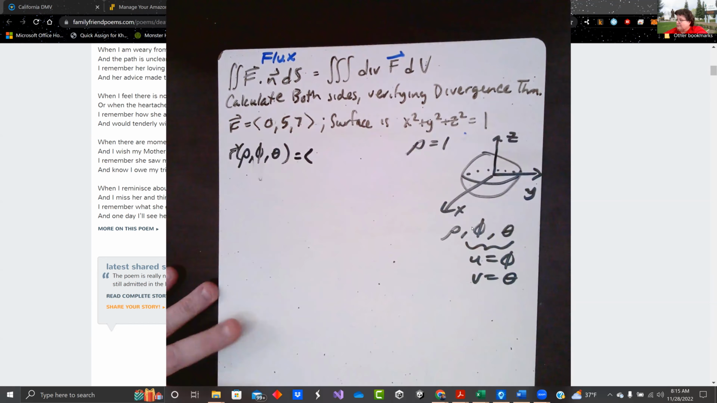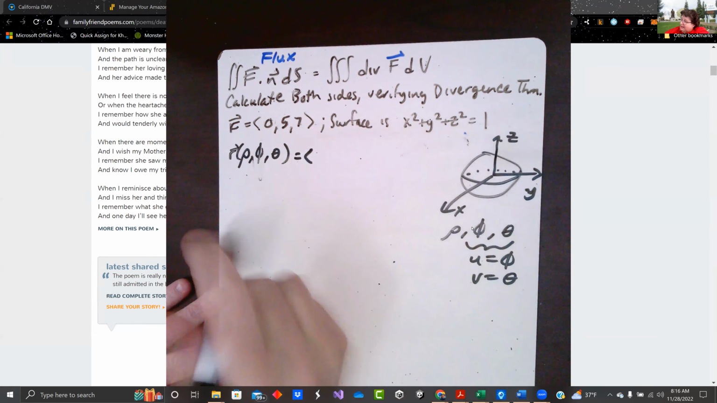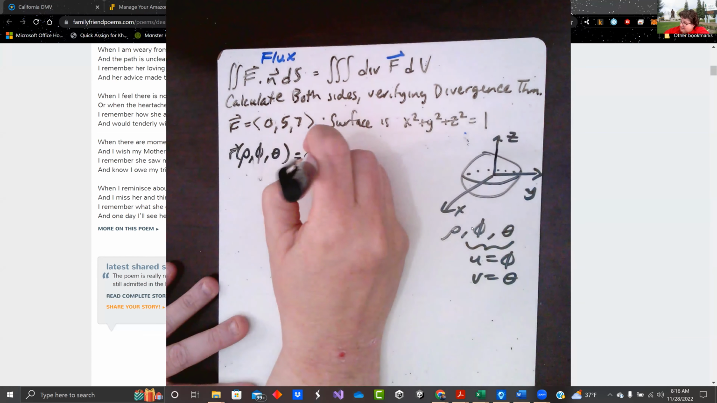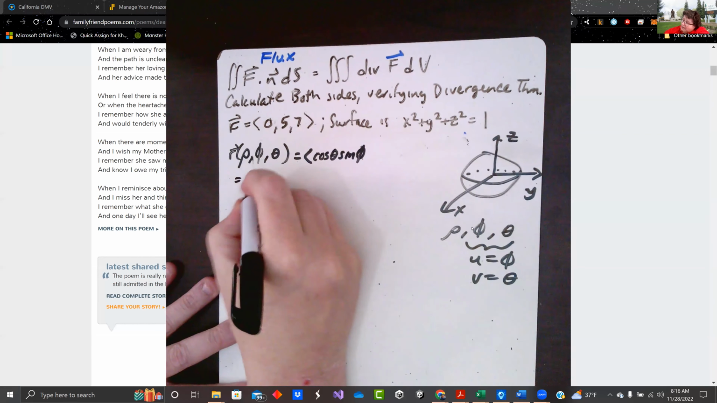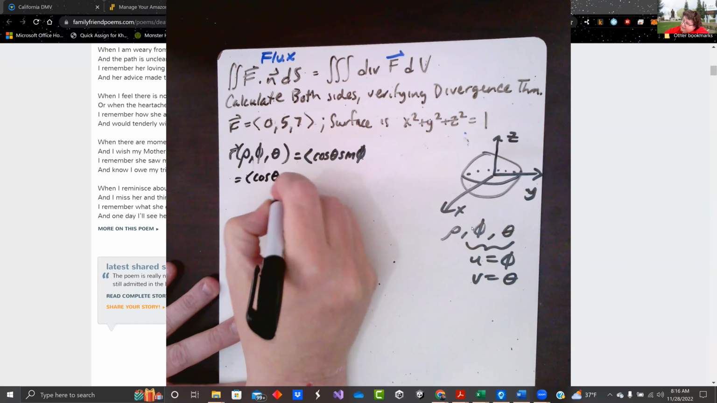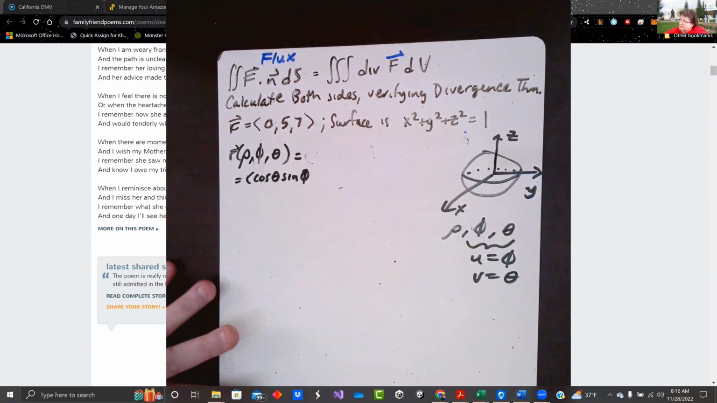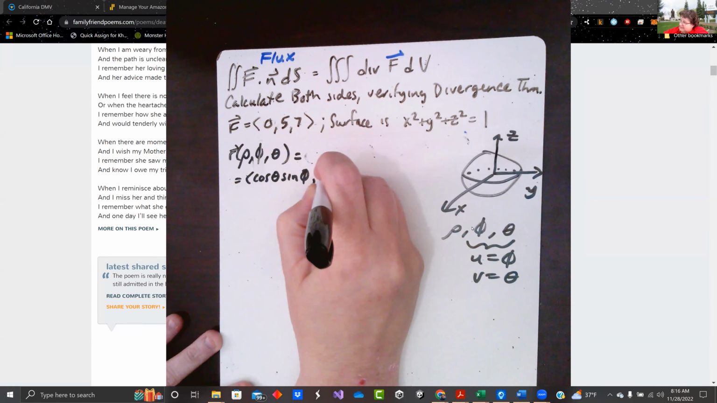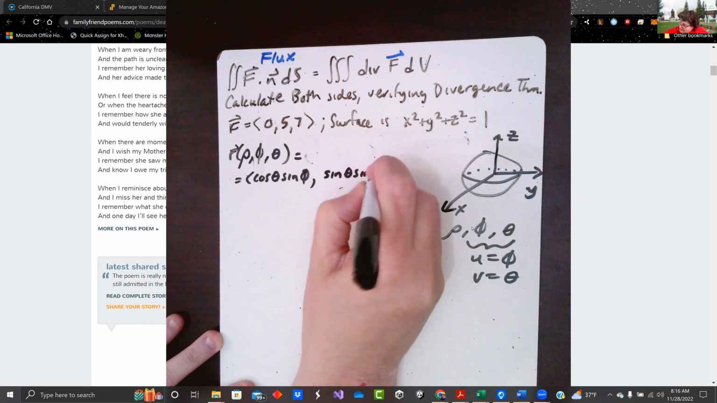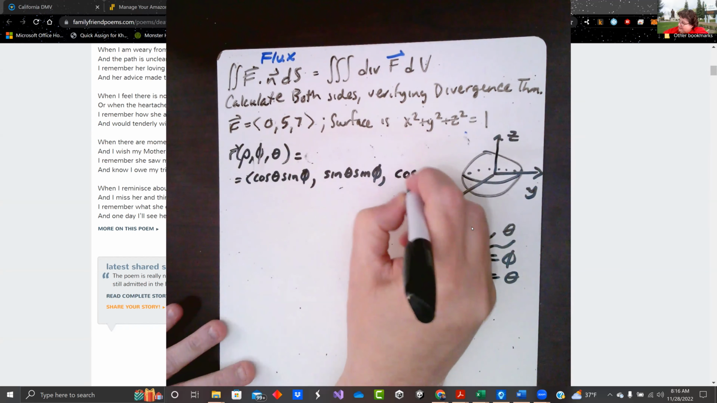for the x component, the radius is 1, so we leave that. We don't need to put rho in. We have cosine theta sine phi. Let me do it below. Cosine theta sine phi for the x component. And since rho equals 1, y is sine theta sine phi. And z is rho cosine phi, and rho is 1, so z should be cosine phi.